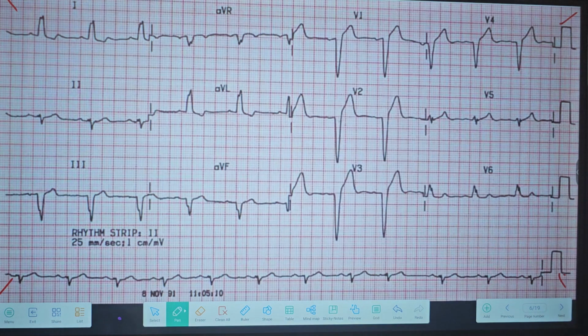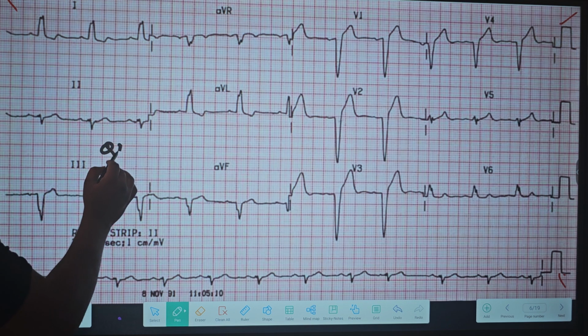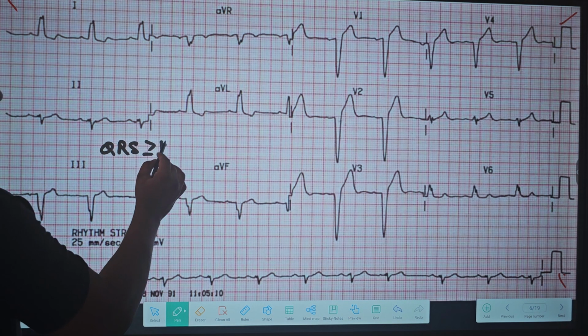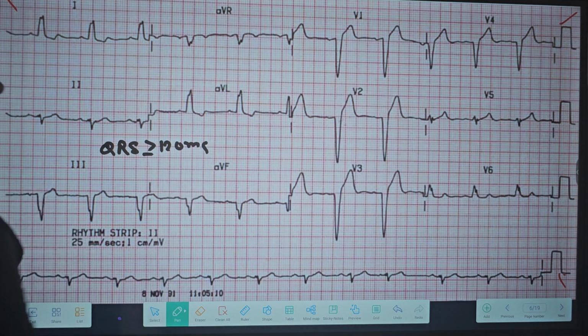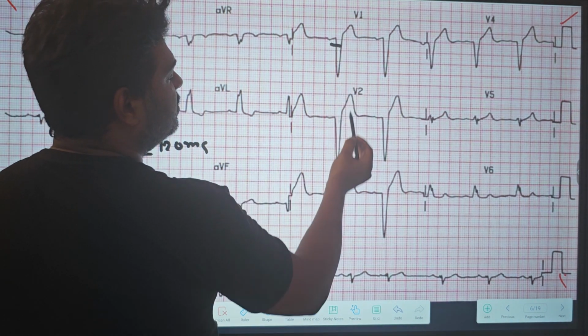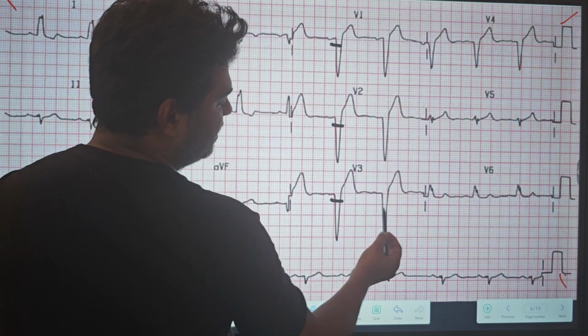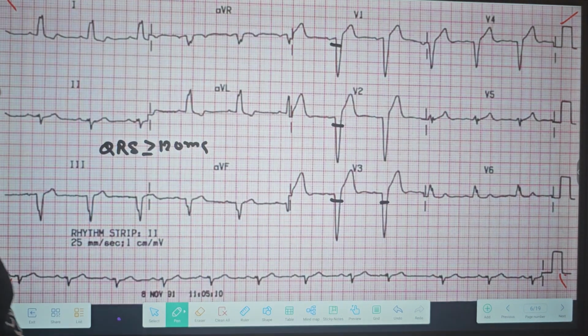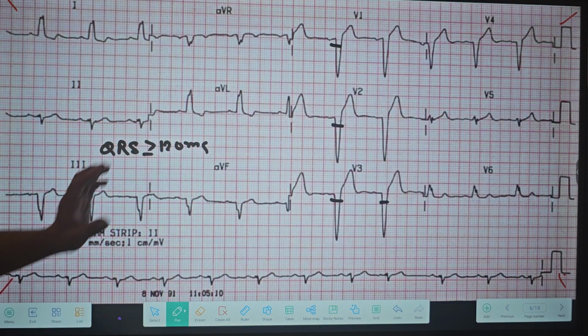Okay. So our first point was that QRS duration should be more than or equal to 120 milliseconds. Now see, maybe it is not visible to you, but the duration is more than 120 milliseconds. That is 3 small boxes. So the first finding is clear.